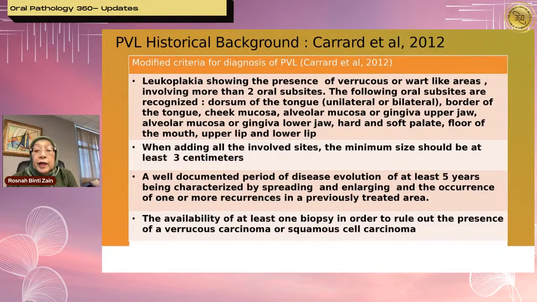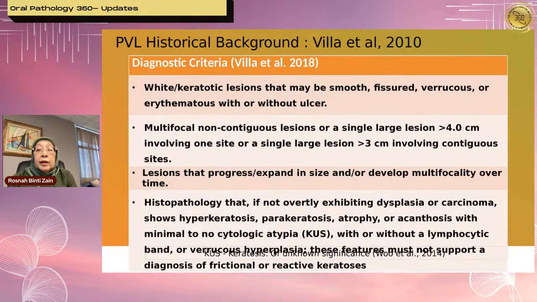The availability of at least one biopsy in order to rule out the presence of verrucous carcinoma or squamous cell carcinoma. And then in 2018, the next one, Villa et al. also put up these white keratotic lesions that may be smooth, fissured, verrucous, or erythematous with or without ulcer, multifocal non-contiguous lesions or a single lesion of more than 4 centimeters involving one side, or a single lesion of more than 3 centimeters involving a contiguous side, lesions that progress or expand.